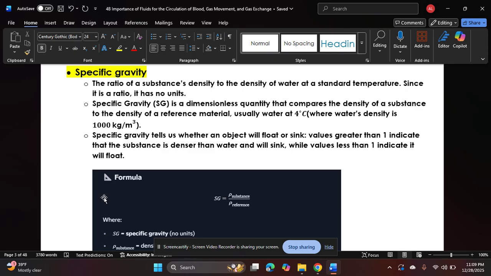So just remember the density of water, 1,000 kg per meter cubed. Chances are you will be provided the information of the density of water. If they ask the density of water, you will be provided that information, so you don't have to worry about it. Extra information is usually provided on MCAT.